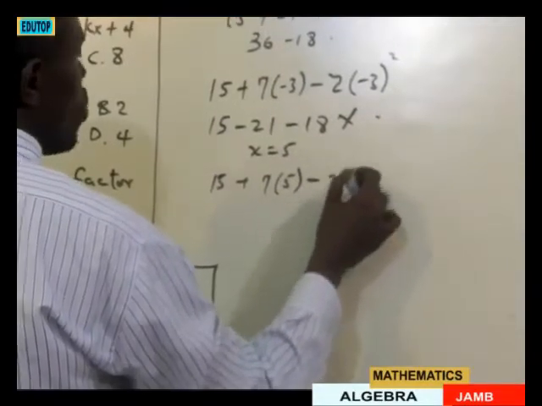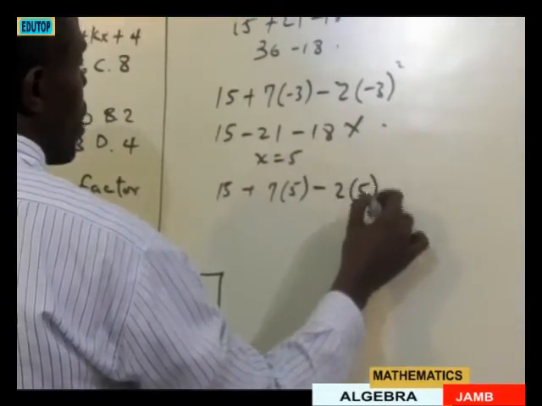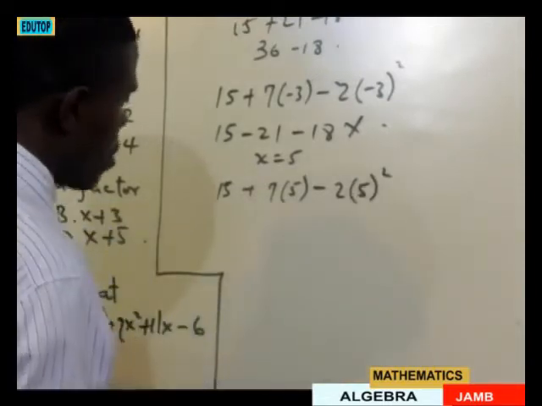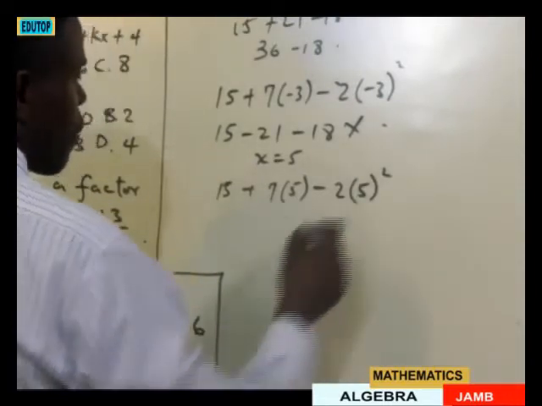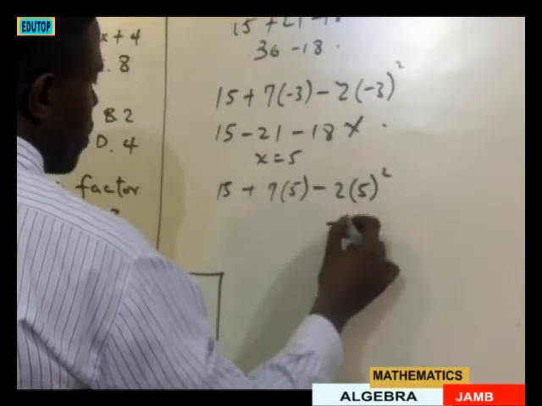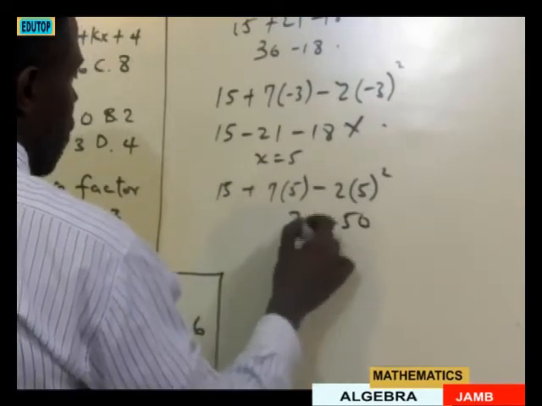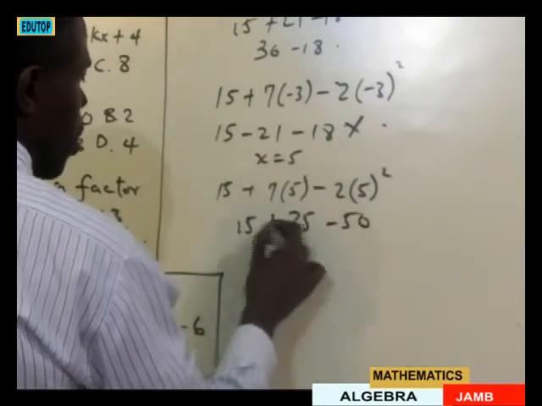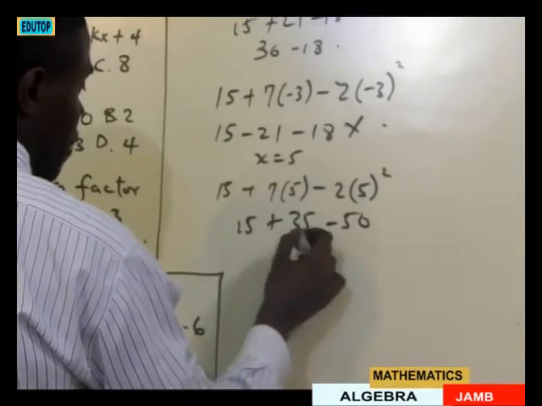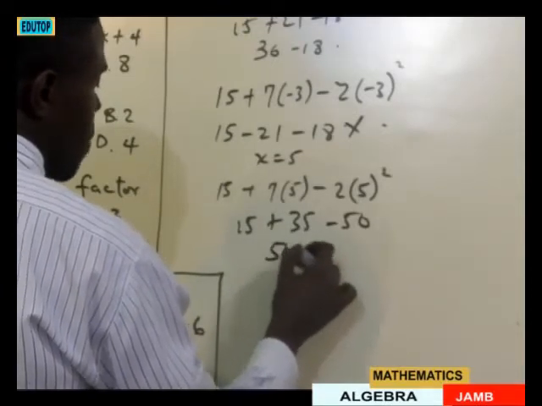Minus 2 into 5 squared. 5 squared is what? 25. 25 times 2, that is minus 50. Then this one is 35, then plus 15. 15 plus 35 is 50. 50 minus 50 is 0.